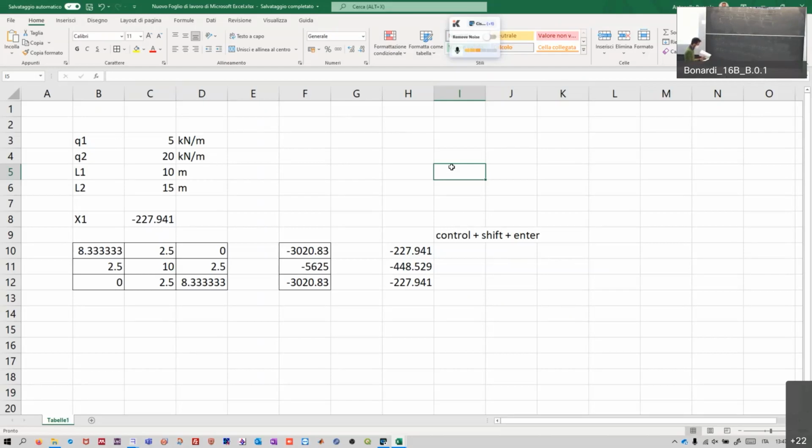Then, last step, and we will do it only for the first two beams because the structure is symmetric. Now we have found all the values of the external reaction. What we need now is only to find the internal action. So, shear force, axial force, and bending moment.